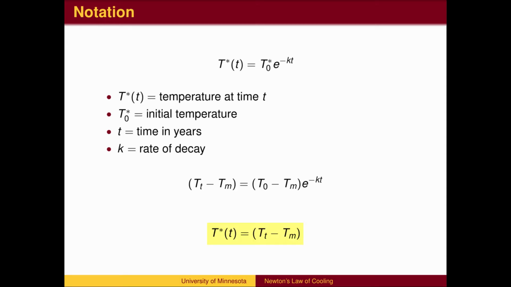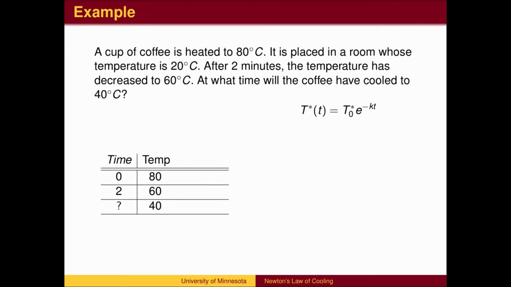To calculate the temperature above room temperature at time t, we need to know the initial difference between our object and room temperature. To keep things similar to other exponential models, we use T star to denote temperature above room temperature. We can solve problems using the exponential model.